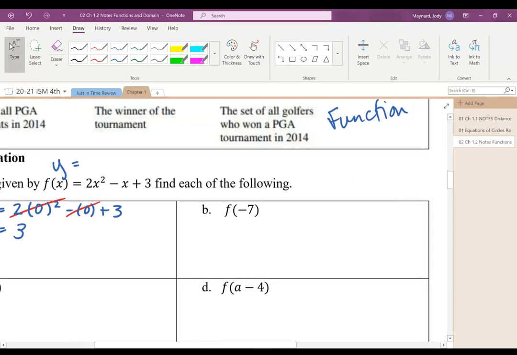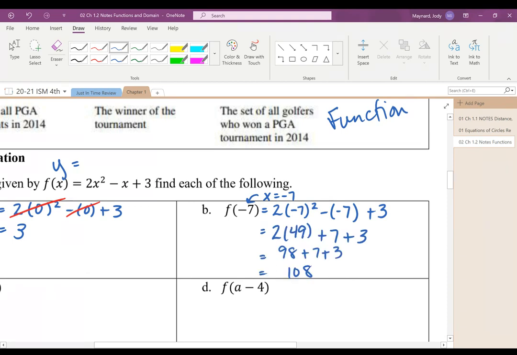So if we do negative 7, I'll start this one. I want you to finish it. 2 times, instead of x, we're going to put a negative 7. This tells me that x equals negative 7, and we're going to substitute it in right here. So 2 times negative 7 squared minus a negative 7. Now notice that I put a minus a negative because this is the minus from the equation, and this is the negative 7 from the f of negative 7 here, right? Then you have your plus 3 at the end. Again, I'm getting these numbers from up here. Okay, go ahead and try this one on your own.